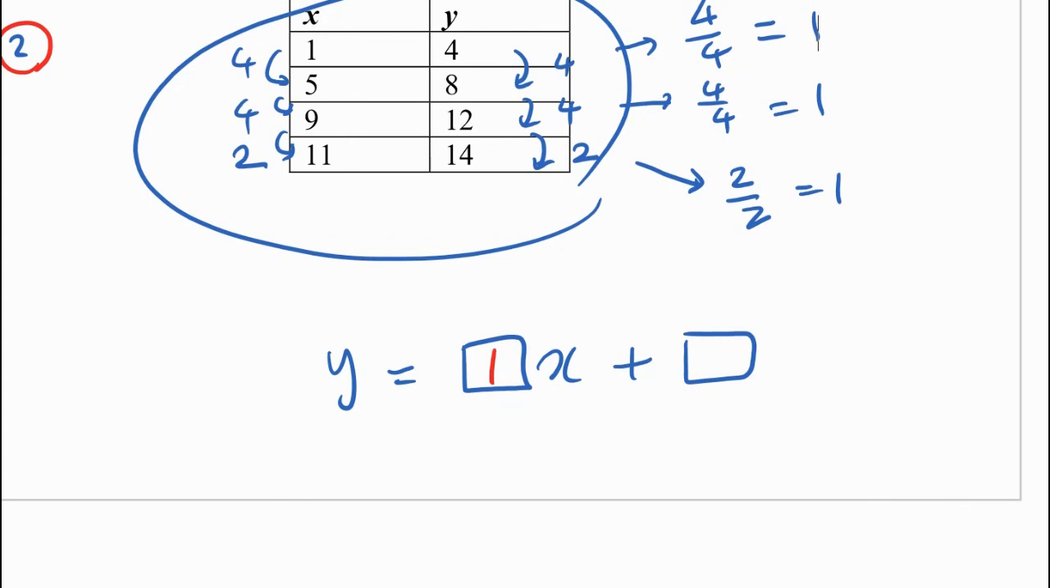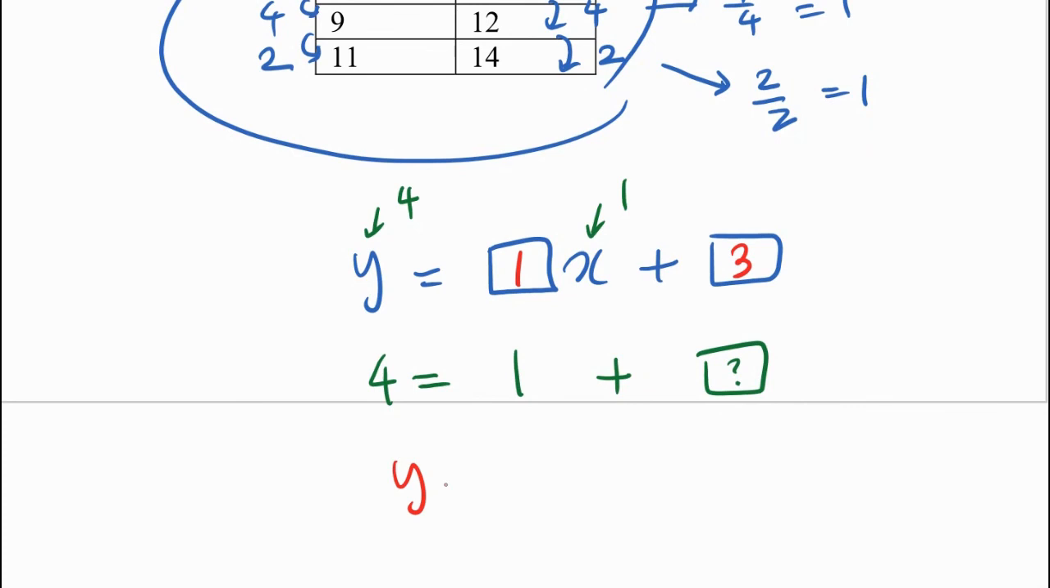All right, did you guys try it? Let's do it together. We're going to use 1, 4. So let's plug 1 into x and 4 into y. Then 4 equals 1 times 1 is 1, plus something. So this number should be 3. All right? So the answer will be y equals 1x plus 3, and we can always omit the 1. So this is the answer.